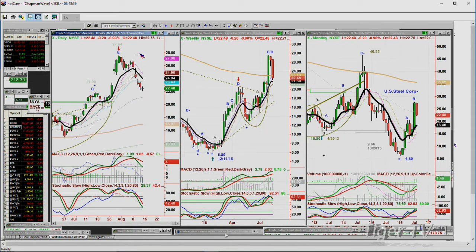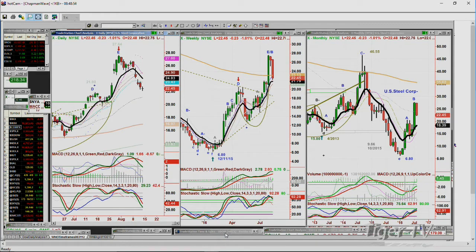Is that an area to start nibbling in? I'd have to see the stochastic and the MACD in the weekly chart to say yes. So I'm going to hold off for now. All I can say is spectacular move. Yep, spectacular move, now digesting those gains.